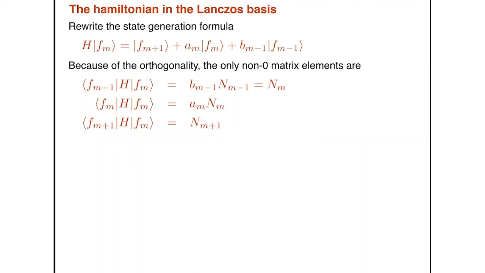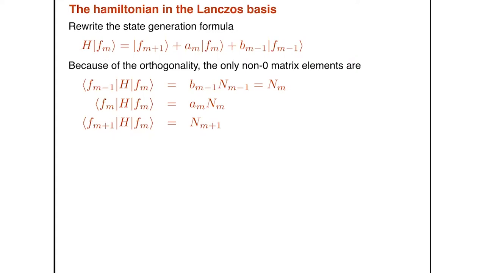So the only ones that survive will be the ones where, if I take the overlap here with fm minus one, then I get this one, b minus one, and so on. So I only get non-zero matrix elements for a given fm with three other ones: m minus one, m, and m plus one. So that means the matrix is tri-diagonal, right? This is the diagonal, and these are the sub-diagonals.